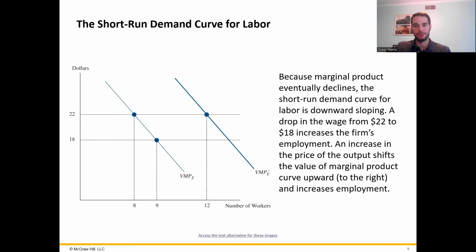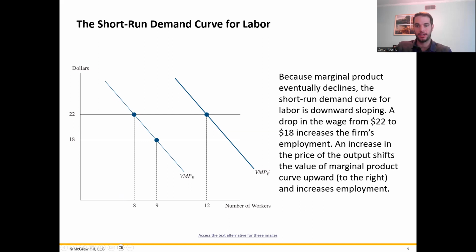But we don't have to rely on intuition. We can see this graphically. So the firm's value of the marginal product curve is its labor demand curve. So this makes it very straightforward that the curve serves basically two purposes. We have the hourly wages on the y-axis and the number of workers on the x-axis in this example. So let's look at the first value of marginal product curve. Initially, the wage is here at $22. So the firm is going to be willing to hire 8 workers.